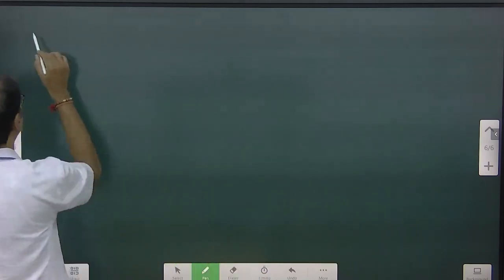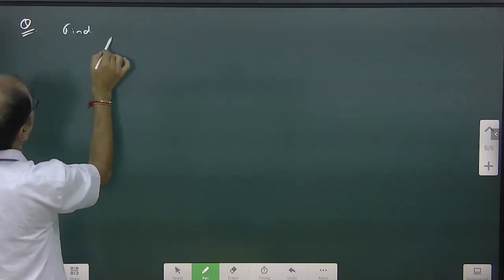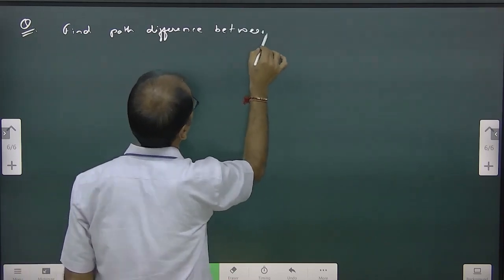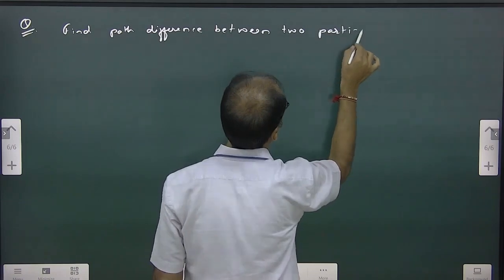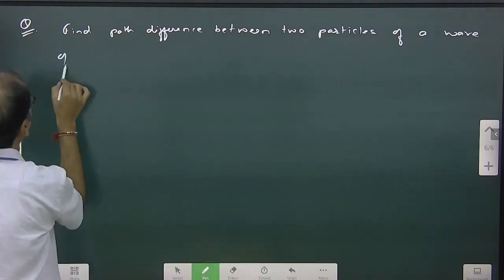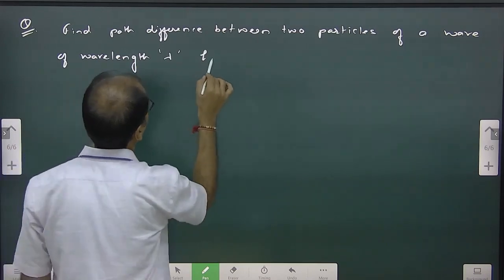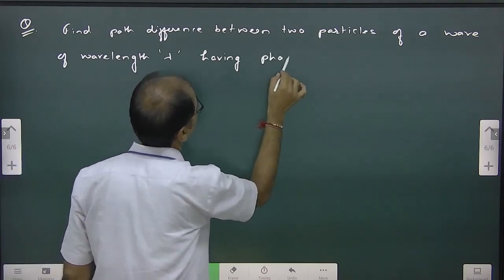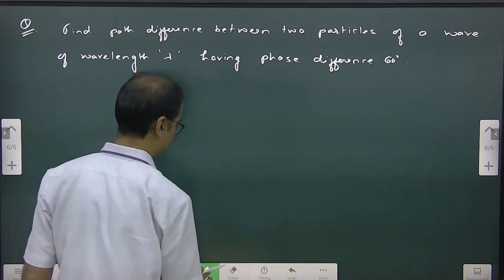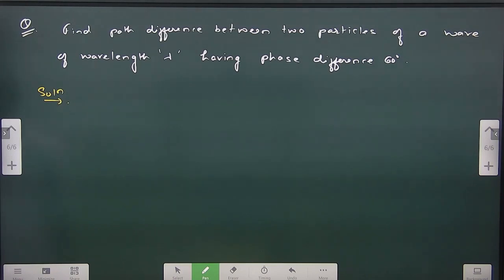Okay. Now, one question I am asking you from the old concept. Find the path difference between two particles of a wave of wavelength lambda having phase difference 60 degrees. Come on, I am expecting its answer from you.